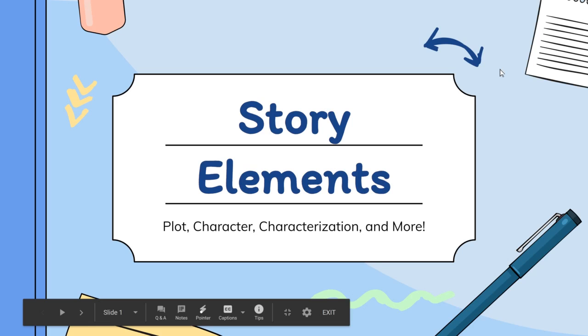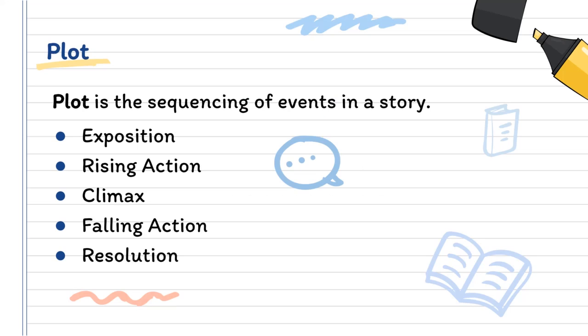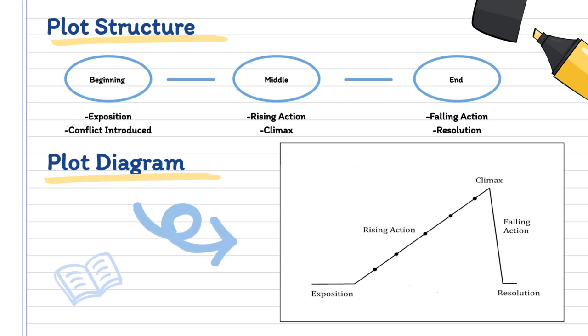In this lesson, we're going to be talking about the story element plot. Plot is the sequencing of events in the story. There are 5 components to the plot: the exposition, the rising action, the climax, the falling action, and the resolution. Every story has a beginning, a middle, and an end.